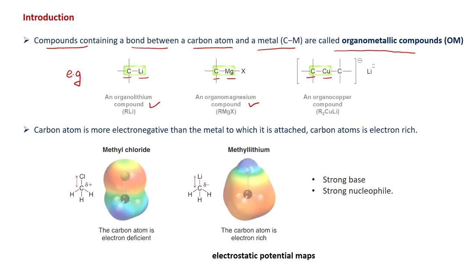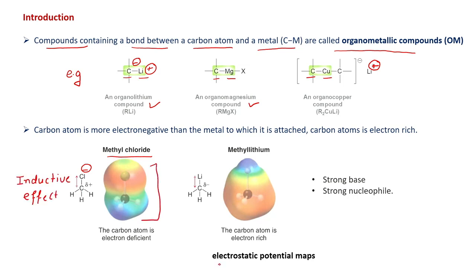In these examples, you will see the carbon carries a negative charge and the metal carries a positive charge. This means the electron density on carbon is very high. Carbon is electron rich. Let's take one example, like methyl chloride. We know chlorine is more electronegative than carbon, so it withdraws electrons toward itself through the inductive effect.